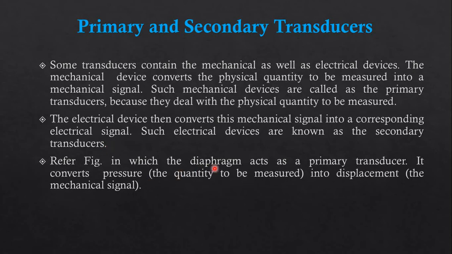Reference figure in which the diaphragm acts as a primary transducer, converting pressure. So we are going to see the figure in which the diaphragm acts as a primary transducer. It converts the pressure, that is the quantity to be measured, into displacement, a mechanical signal.